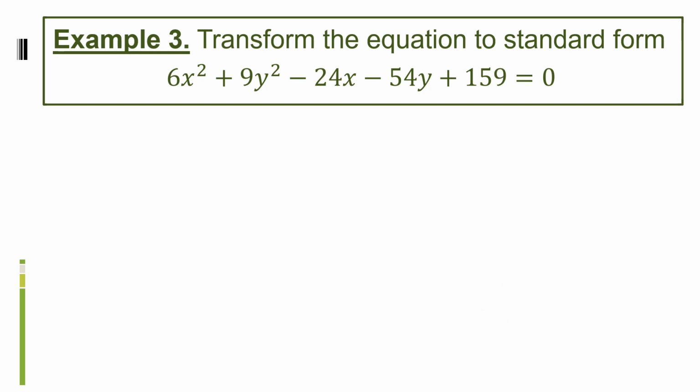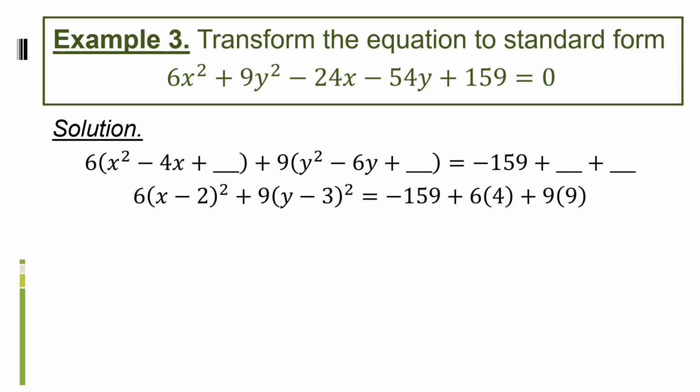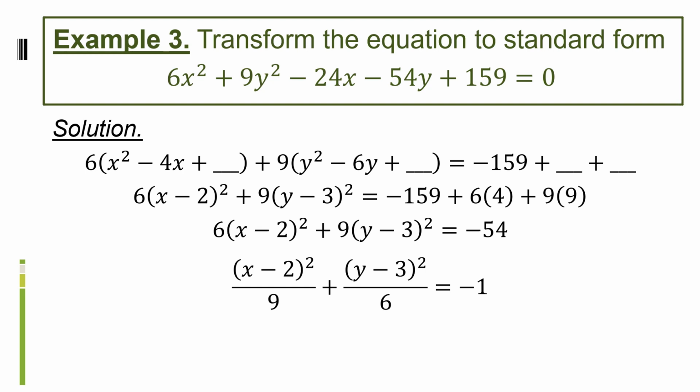Let's transform the equation to standard form. So 6x squared plus 9y squared minus 24x minus 54y plus 159 equals 0. So again, by completing the square, yan yung makukuha natin. And if we simplify the right-hand side, we have negative 54. And if we divide everything by 54, we have (x minus 2) squared over 9 plus (y minus 3) squared over 6 equals negative 1. So since negative 1 ito, then we are sure that we have no graph. And this is a degenerated case of an ellipse.